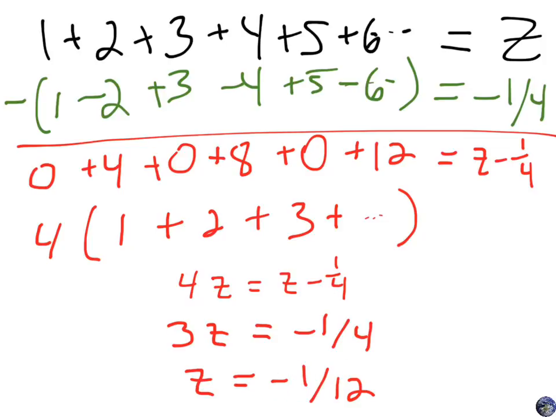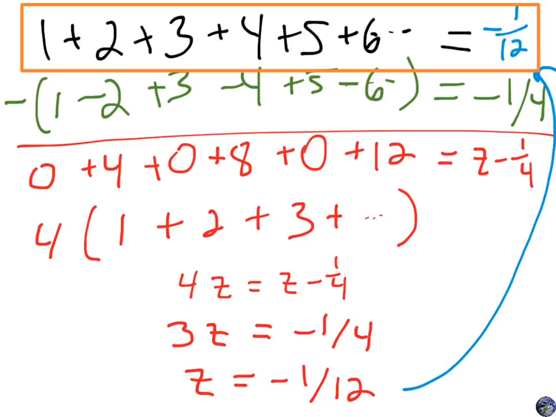But what was Z? Z was what we were trying to figure out here. Z is the 1 plus 2 plus 3 plus 4. So we now know that is negative 12th. And that is sort of a general idea of why the Riemann Zeta function of negative 1 evaluates to be negative 12th. So again, I think one of the most surprising formulas in math is that when you sum the integers, 1 plus 2 plus 3 plus 4, you get negative 12th.